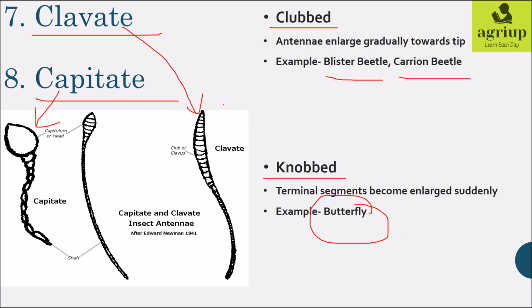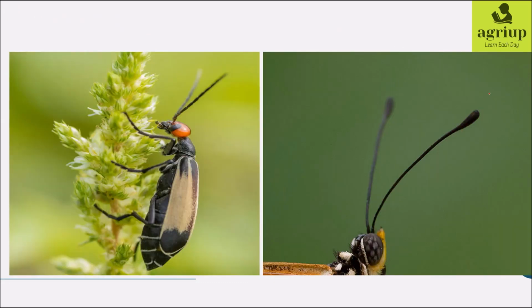Enlargement is gradually towards the tip. This is not a sudden increase like in the carrion beetle. But in the case of a butterfly, we see sudden enlargement of the head or the capitulum. So that is an example of a capitate. Here you can see a sudden increase. Here there is a gradual increase.